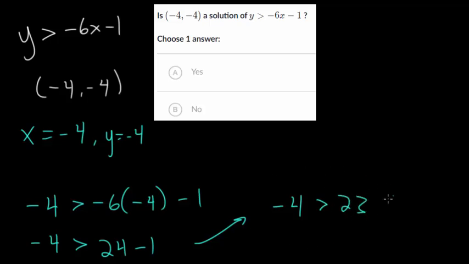Now, hopefully it's obvious that this is not true. The opposite is true. 23 is bigger than every negative number. So a negative number is never going to be bigger than a positive number. So this is not true, and since we got something that didn't make any sense, this point is not one of the infinite points that actually satisfies this. So this answer would be no.